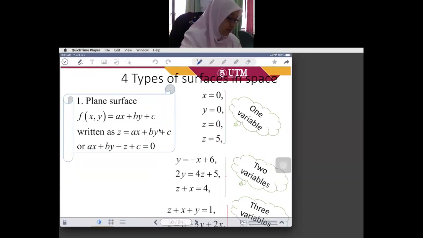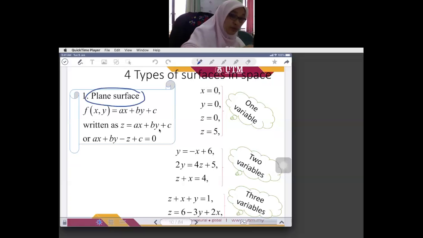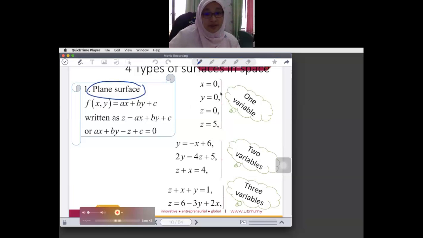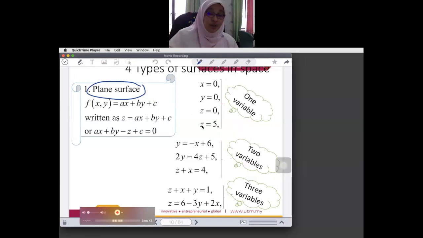So for that plane surface, why do we call it a plane surface? There is a reason. Now look at the equations given to you, all of the equations. What kind of equation do we have? Yes, thank you, Fatin, linear. Because all the equations that we have here are linear equations, that is why your surface is flat. Do you understand what I mean?